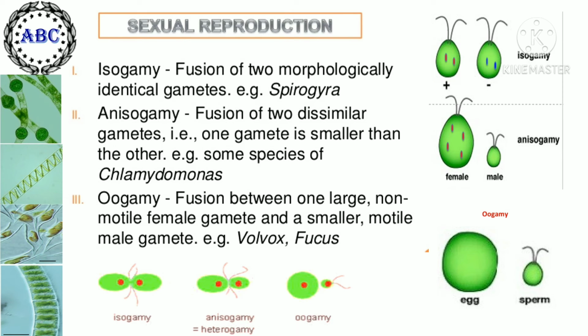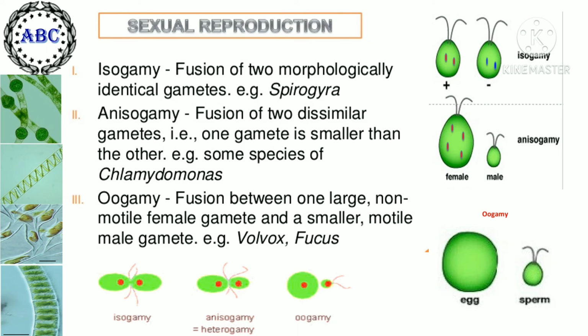Second type is anisogamy. There is a fusion of two dissimilar gametes. That is, one gamete is smaller and other is larger. In anisogamy, the fusing gametes are morphologically as well as physiologically different. These are formed in different gametangia. The microgametes or male gametes are very small and active, and female gametes are macrogametes, larger and passive. Then they fuse to each other, and such a type of reproduction is called anisogamous type of reproduction.